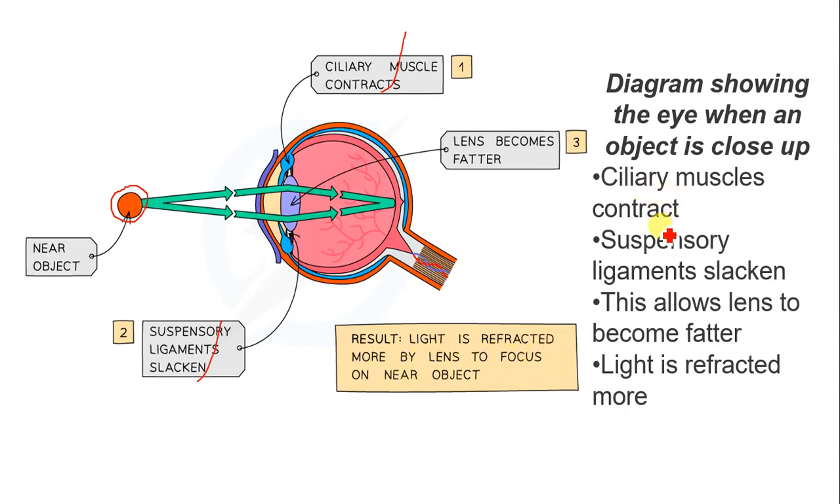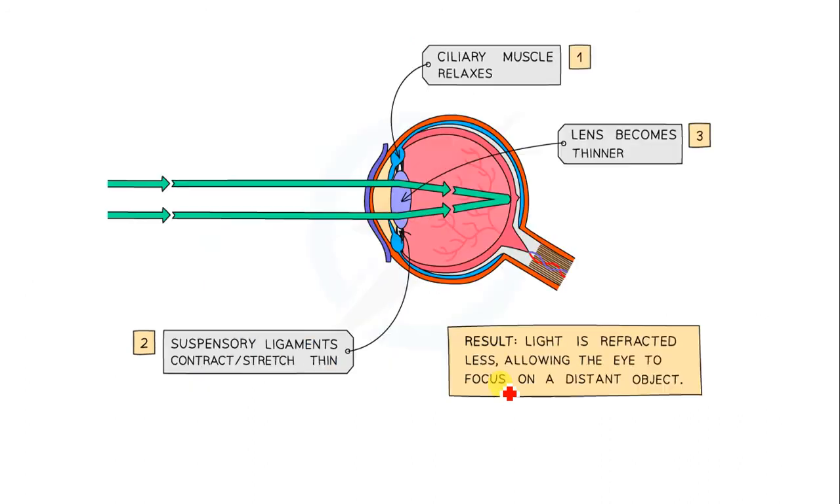So you see, the ciliary muscle contracts, the suspensory ligament slackens. Once this contracts, this will slacken. Both still act as antagonistic pairs. Once the ciliary muscles contract, the suspensory ligaments slacken. This allows the lens to become flatter. Light is now refracted more. So I'll come back to that shortly.